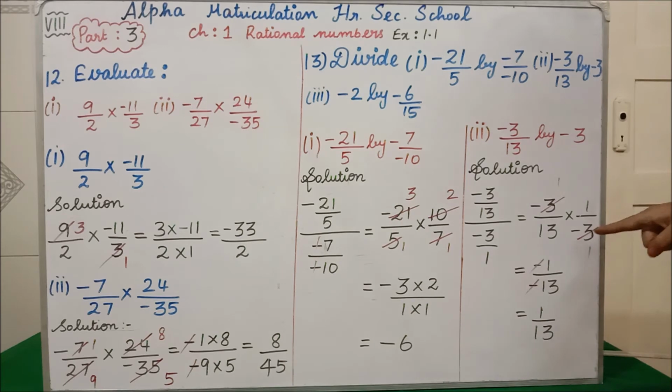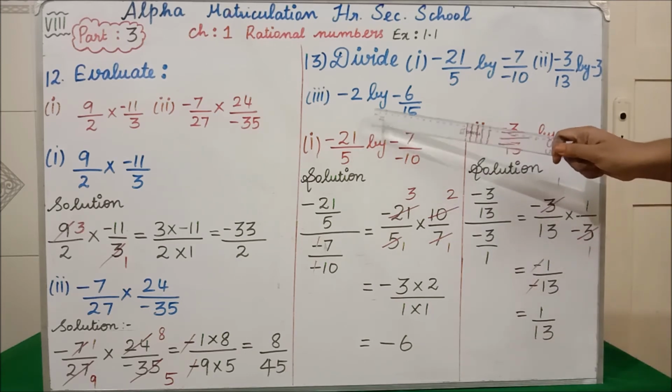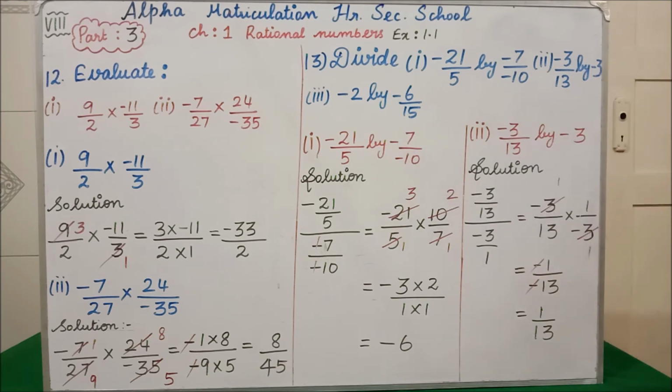Clear all of you? This 3 table 1 times, so 3 table 1 times, here also 3 table 1 times. So minus 1 into 1 is what? Minus 1. 13 into 1 is what? 13. Here minus we are having, so both the minus we are cancelling. So we are getting 1 by 13. Clear all of you? Okay. Next we still have to see the last, third subdivision. Okay, now I will show you how to do the third subdivision.